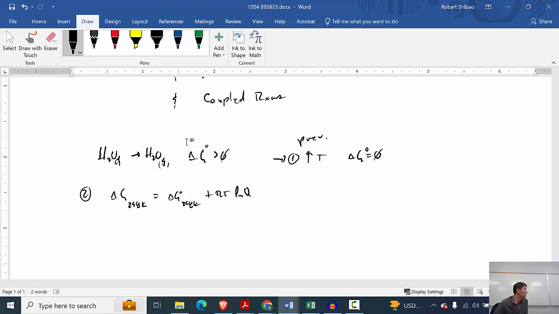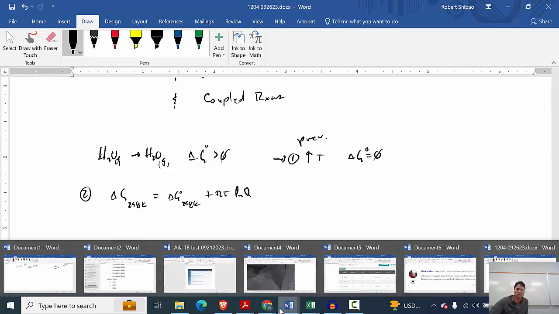And so does somebody have the delta G naught value as 9.7 something from the previous calculation?